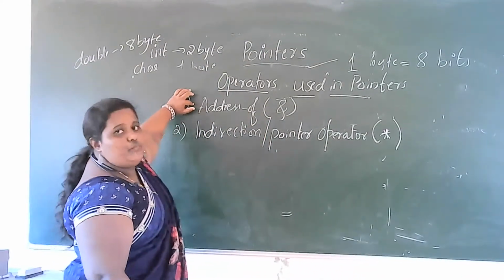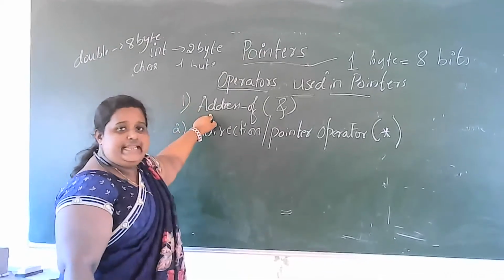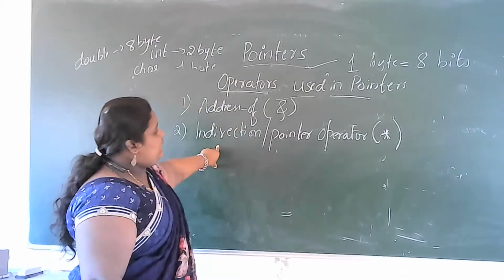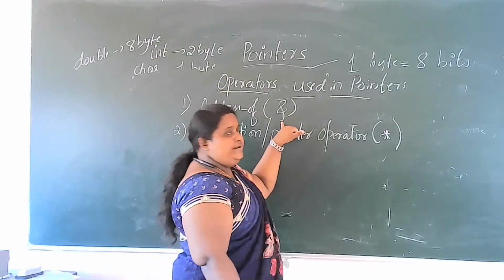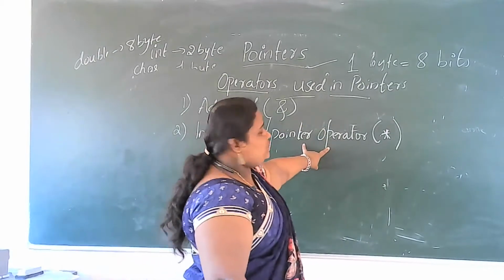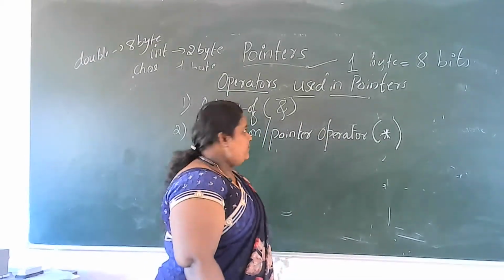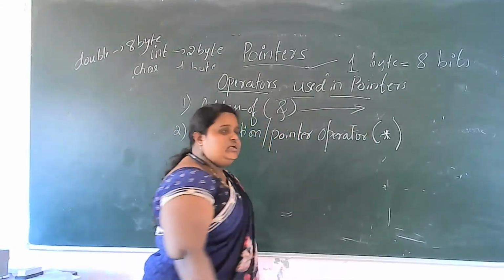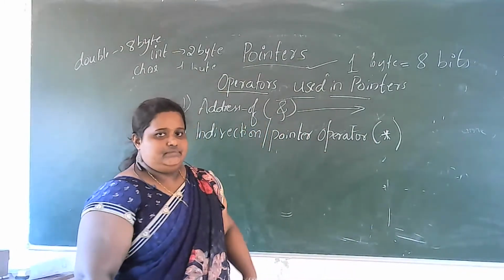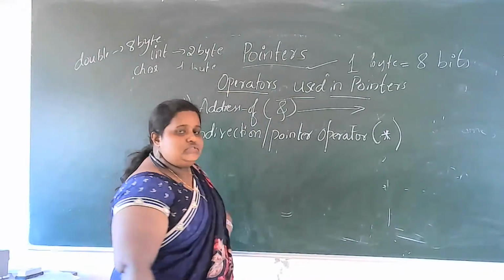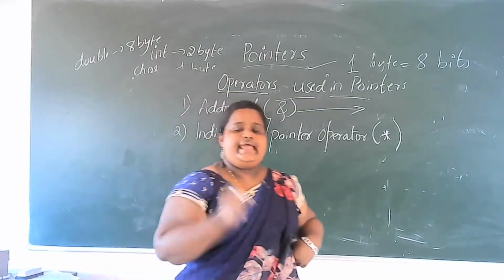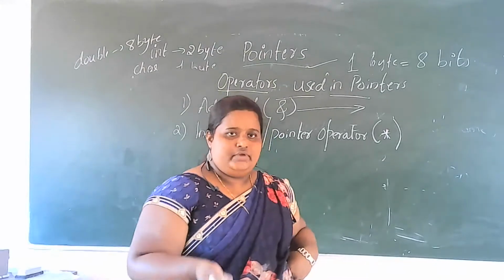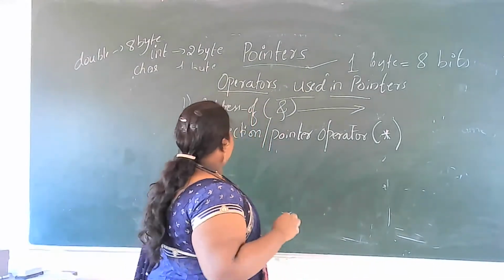Here the operators' names are: first one is address of, second one is indirection or pointer operator. Address of means ampersand; indirection operator means star. Address of operator is used to store the address of another variable.